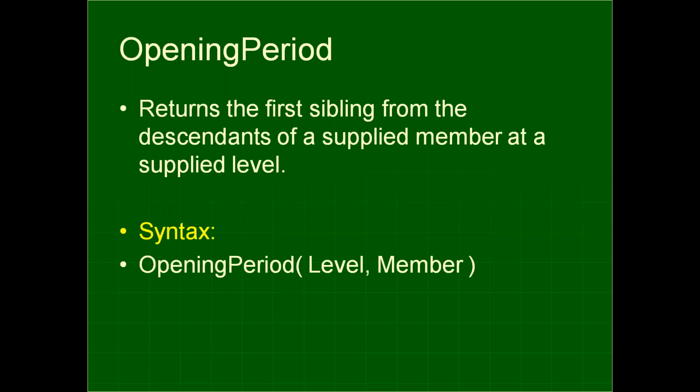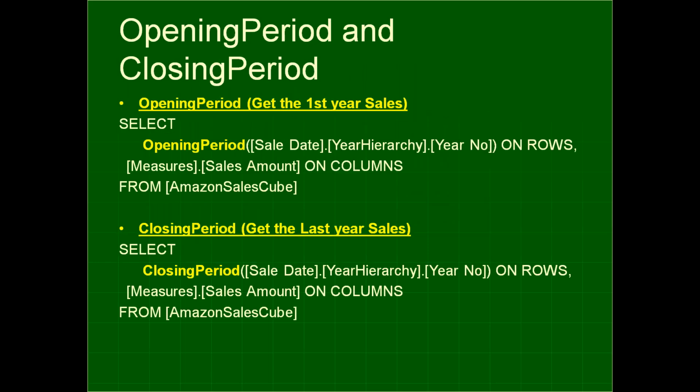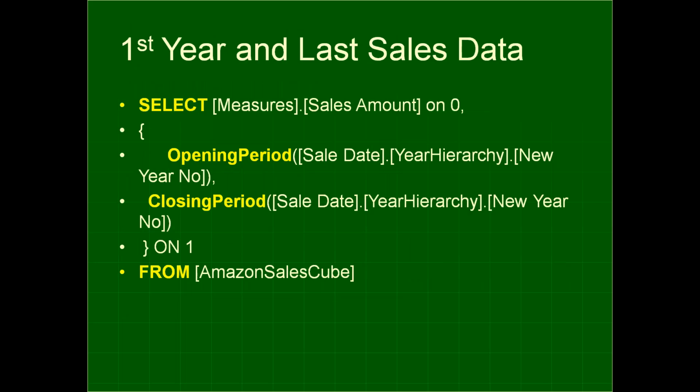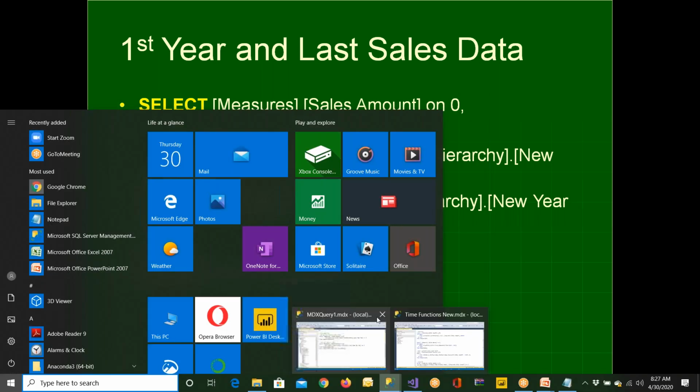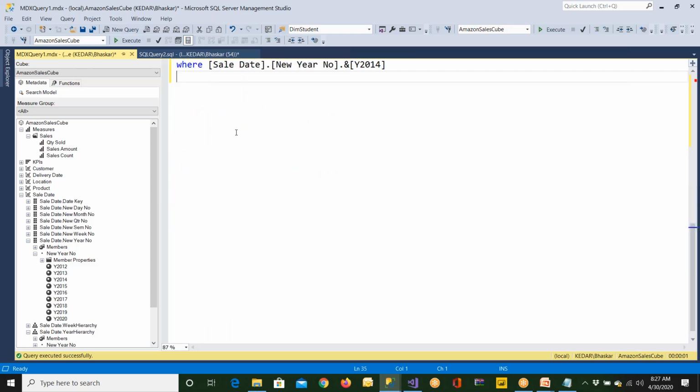Now let us go back and understand last periods. You can also understand first year and last year sales. I wanted to understand it is opening period and the closing period. You should be able to write everything. So this is also a very good example. I want to display first year and last year sales. First year and last year sales you would like to have.